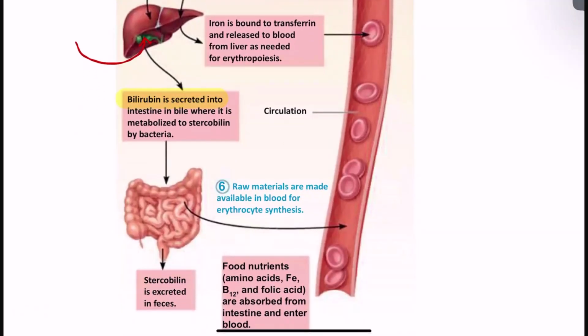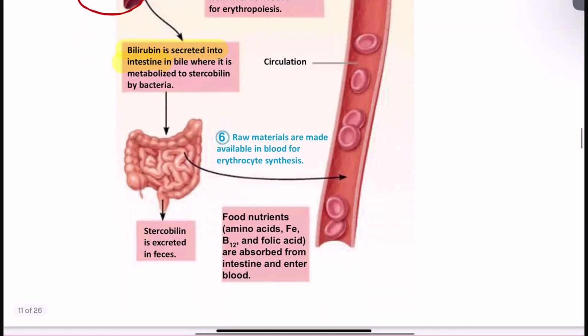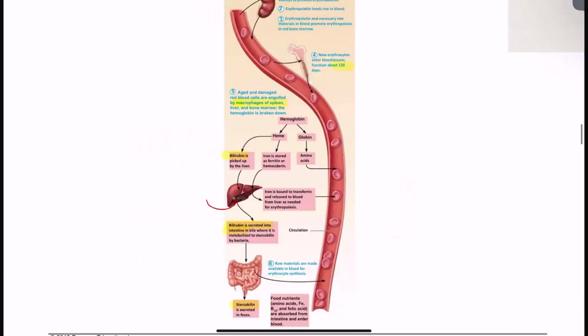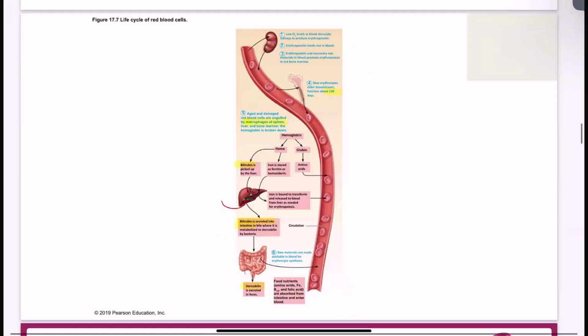So bilirubin is secreted into the intestine, and the intestine is like the last stages of digestion and waste removal. And so what happens is we'll take away whatever nutrients that we can, put it back into the blood, but then what's left is this brown pigment. This pigment is brown, and it's excreted into the feces. So all of that is the life cycle of a red blood cell.